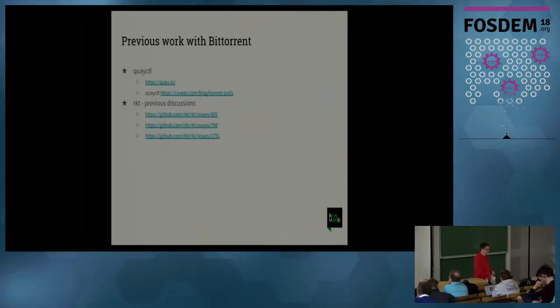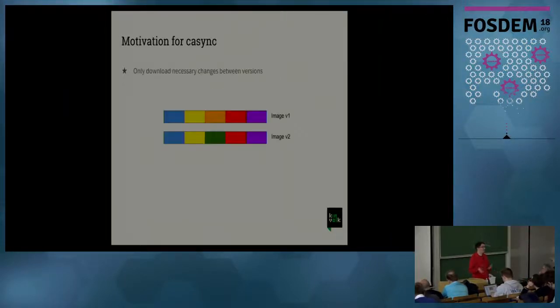I will show two different strategies that people have thought about. The first one is to use BitTorrent. There is an example of people doing that with quay.io, which supports Docker images and ACIs as well. You can check the CoreOS blog post where there is a way to use BitTorrent for that, so there is less pressure on the registry. That was implemented in quay-ctl. And in rkt, there was some discussion about using BitTorrent as well, but nothing was merged or finished.